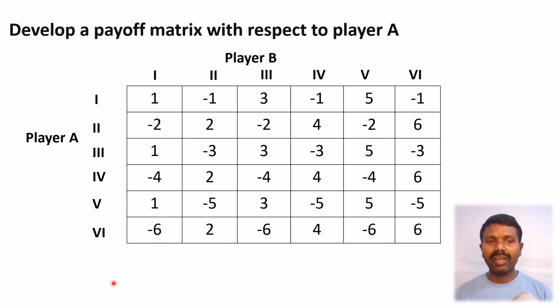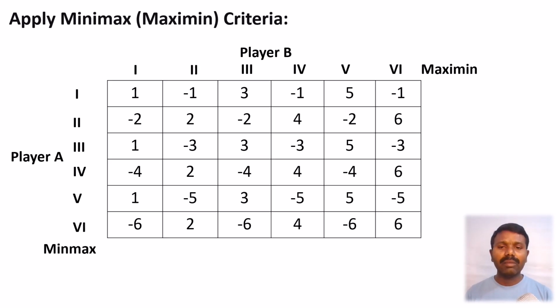Once we get the payoff matrix, we first need to apply the minimax criterion. Applying it, the minimum value in the first row is minus 1, second row is minus 2, third row minus 3, then minus 4, minus 5 and minus 6. In the same manner, column-wise, the maximum values are 1, 2, 3, 4, 5 and 6. So the maximin value is minus 1 and the minimax value is 1. These two are not equal, so that means it is a mixed strategy problem.